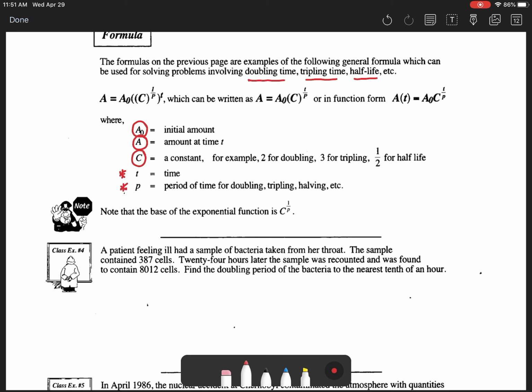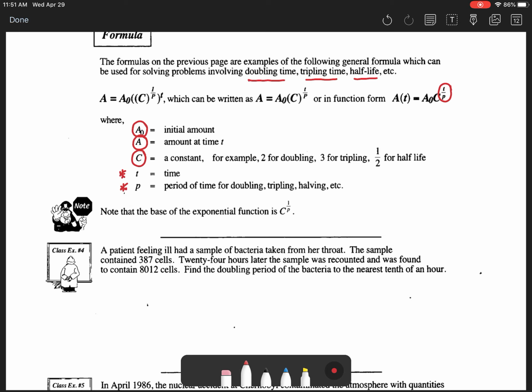Those are the variables that you can see up here in the top right corner that make up the exponent. T is time, so the length of time that has passed in the question, and P is the period of time for doubling, tripling, halving. Okay, so what the period means is how long does it take for the thing to double or halve. And again, I'm not just going to leave you with that explanation and say good luck. I will mention that several times between now and the end of this lesson, so hopefully that's clear.